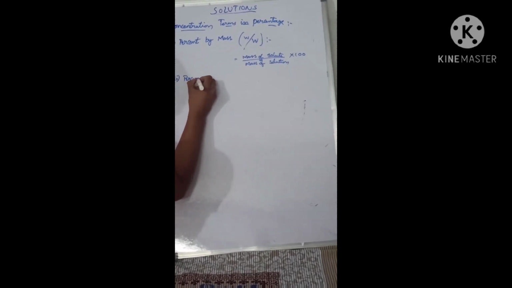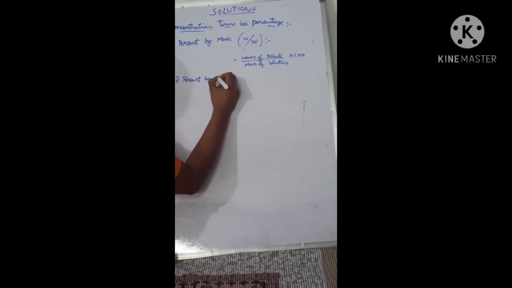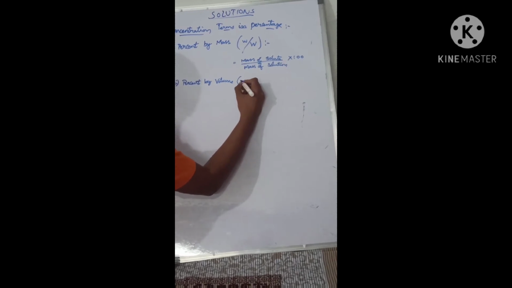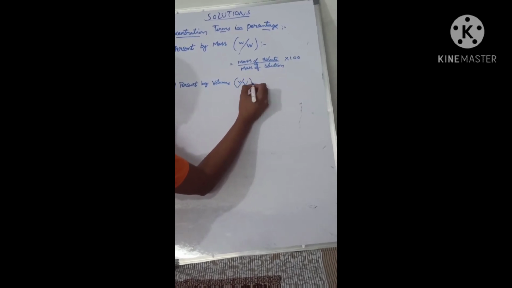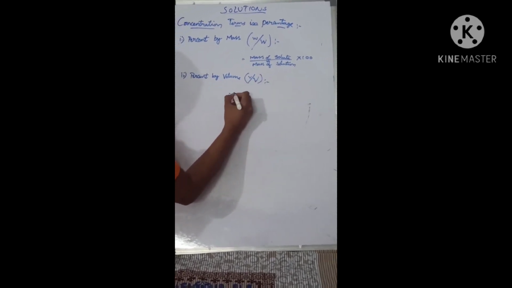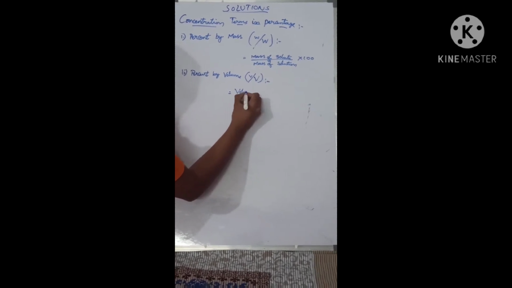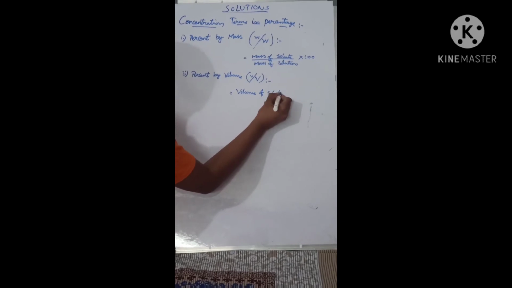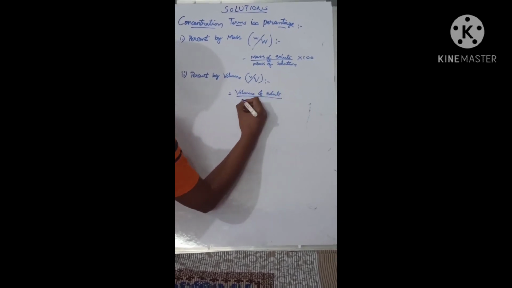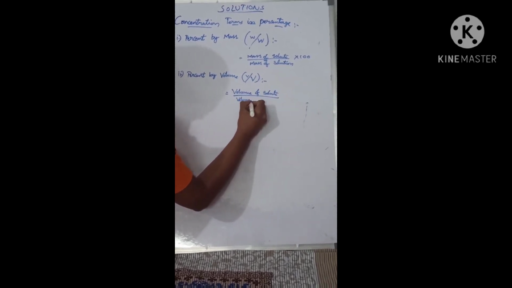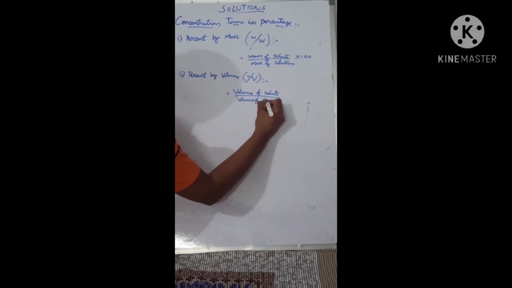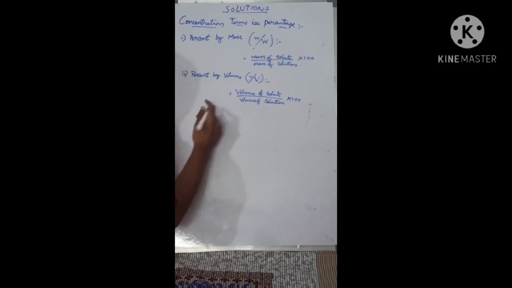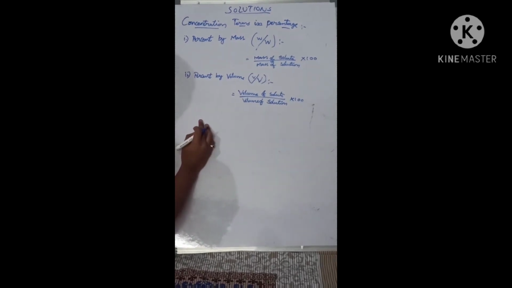And the second one is percentage by volume. We can write it like this, small v by capital V. This is the volume of solute divided by volume of solution, into 100.